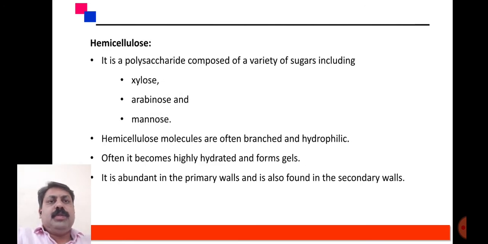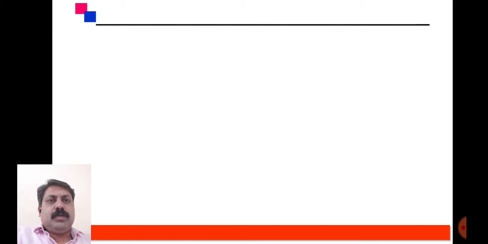Including this, the hemicellulose. Hemicellulose is again a major component of the primary cell wall, and it has major polysaccharide residues, with sugars like xylose, arabinose, and mannose. These hemicellulose molecules are branched and hydrophilic, and they are abundant in the primary wall and also found in the secondary walls.